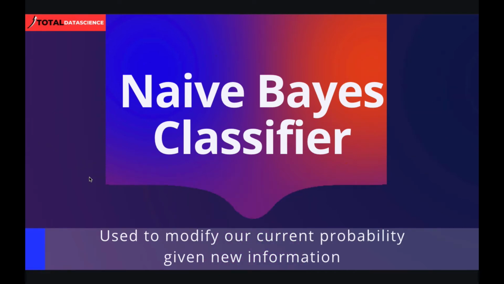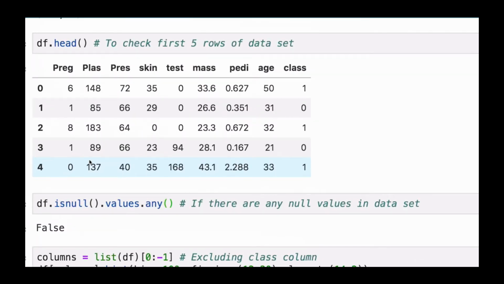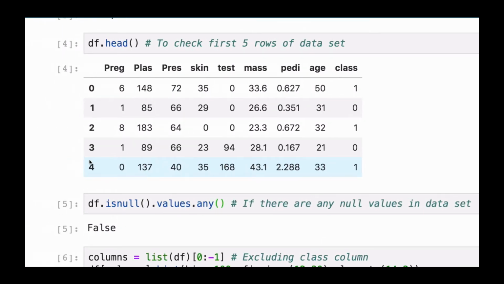Okay, so now let's see this particular example over here. We considered this example when we were dealing with logistic regression. In the logistic regression, we considered the Pima Indian diabetes data set where we try to predict whether a patient will have diabetes or not, whether a patient is diabetic or not diabetic. So we used this during the logistic regression class, and we're going to use the same thing.